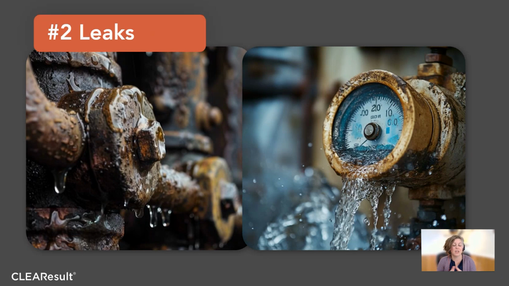So other leaks, if you're walking through and you hear a lot of hissing in your facility, that could be evidence of compressed air leaks or perhaps steam leaks. These leaks are also very costly. You're spending a lot of energy creating compressed air, and then you just leak it to the atmosphere. That's driving up your energy costs.